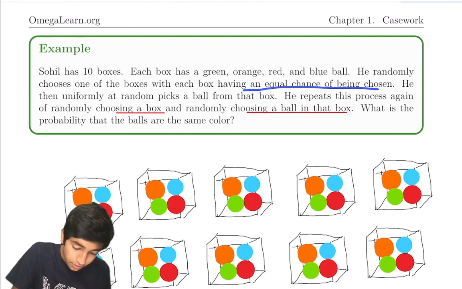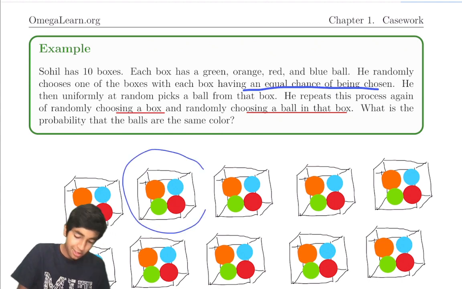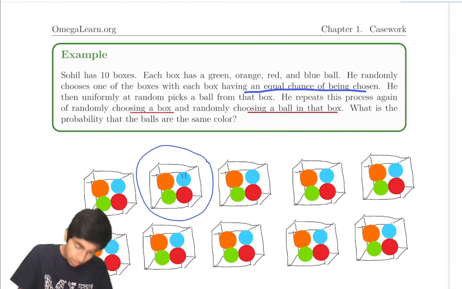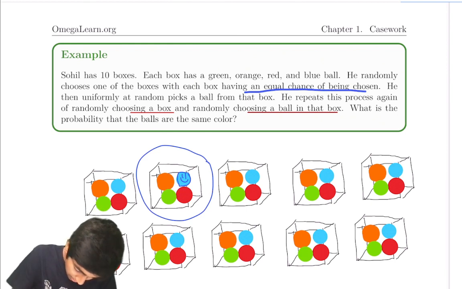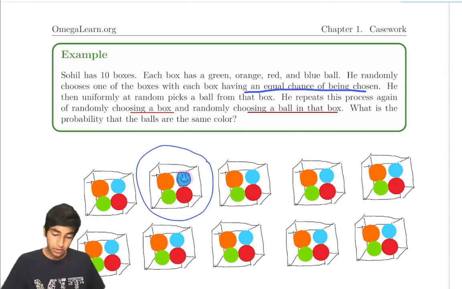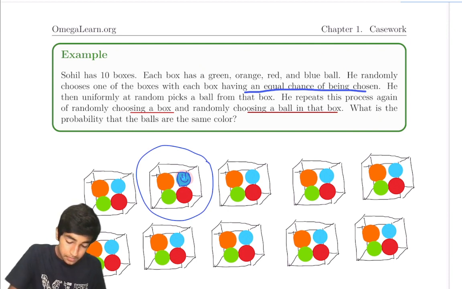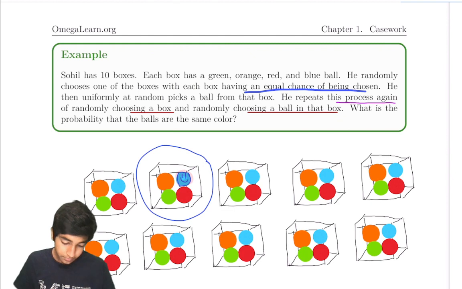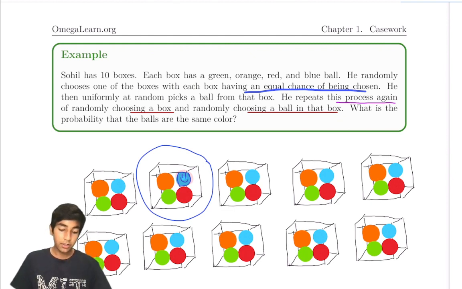Okay, so let's say on the first go, he picks this second box right here. And let's say he picks blue. I'll highlight around this to say that this is the box he picked, and this is the color he picked, blue. So now he repeats this process of randomly choosing a box and then choosing a ball in that box.